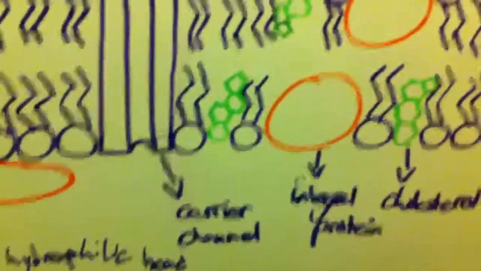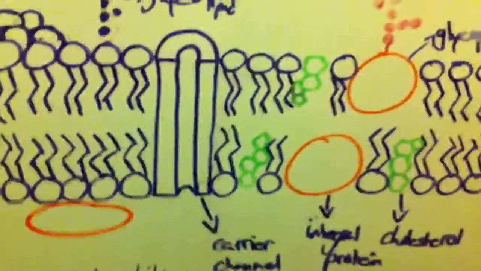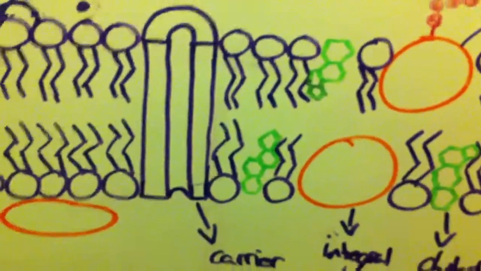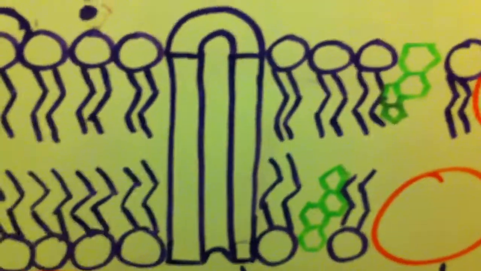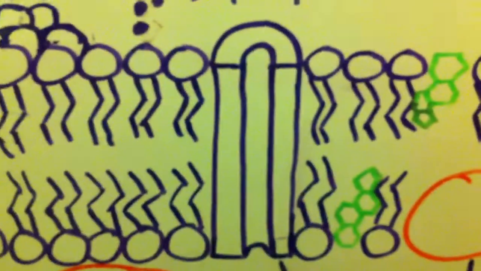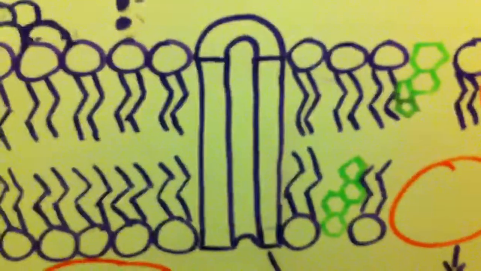And finally, there are also many proteins within the cell membrane, and they have a variety of different functions that I will briefly go through now. There are channel proteins, or carrier channels, which basically allow certain molecules to travel freely through the membrane with no strings attached, hopping the border.